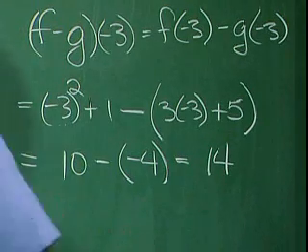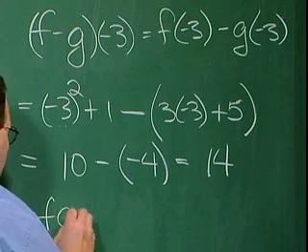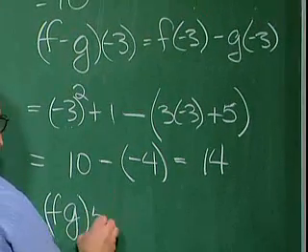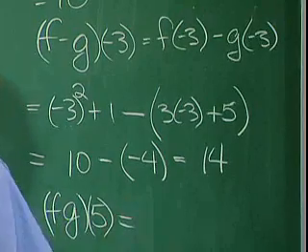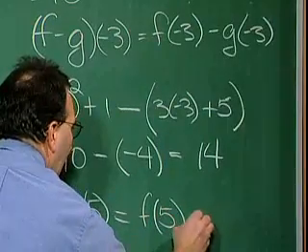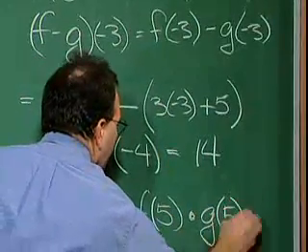Now let's take f times g of 5. That's going to be equal to f of 5 times g of 5. So now we need to evaluate each of those, f of 5 and g of 5, and then multiply them together.